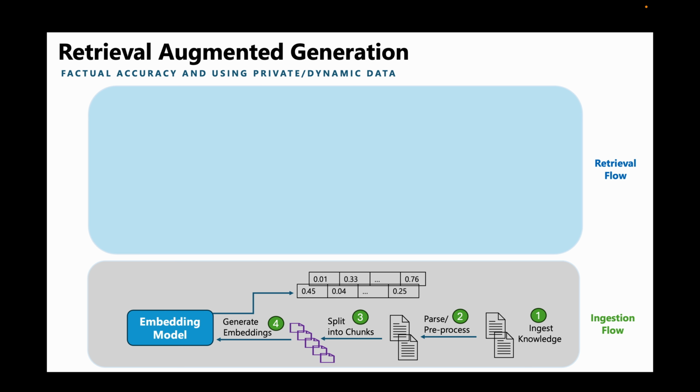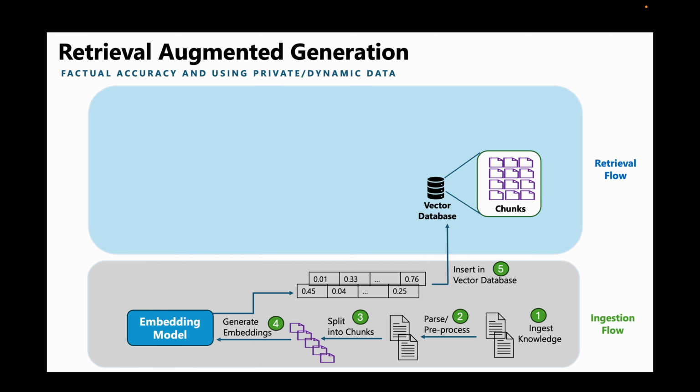Once we have the chunks, the next step is to create vector embeddings of these chunks using a special model called embedding model. Remember, the embeddings capture semantic meaning of the data as numeric vectors. And finally, once we have the vector embeddings, we can store and index them in vector database. So this was the end-to-end flow of knowledge ingestion into a vector database.